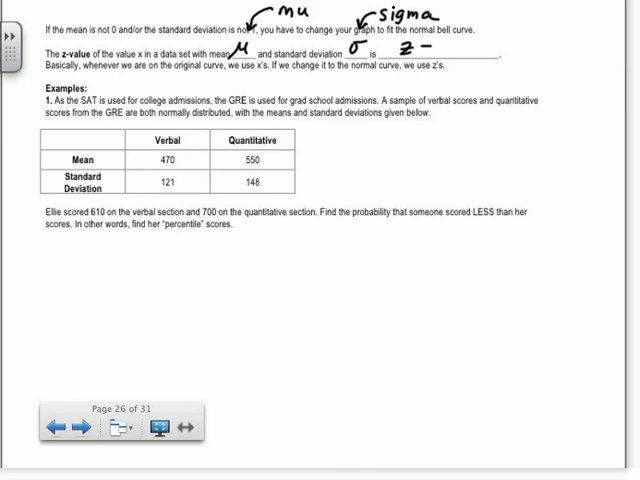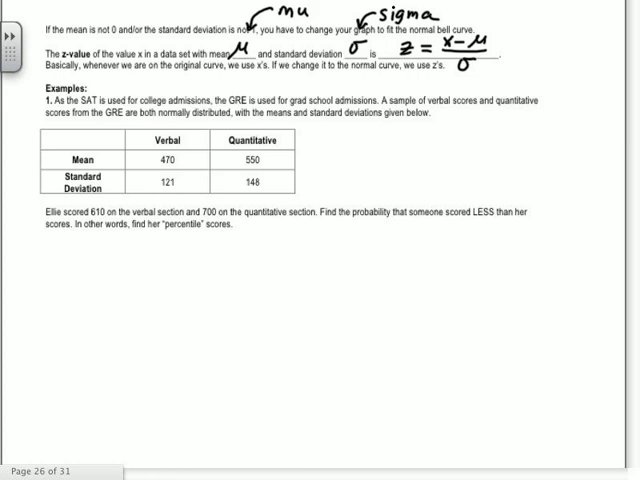So if you want to find the z-score, the z-value, to look up on your chart, it's going to be x minus mu all over the standard deviation. So x minus mu over sigma. All right, so let's see what I mean by this.